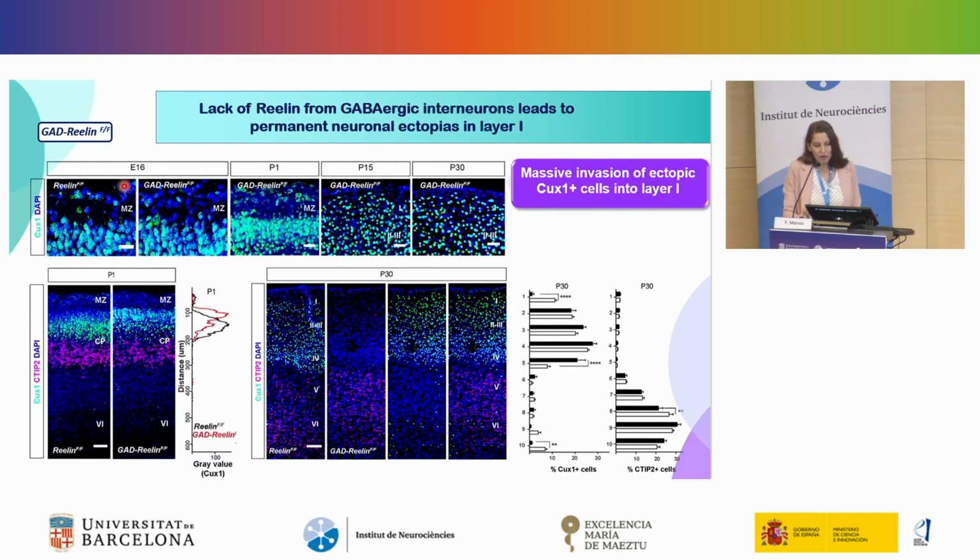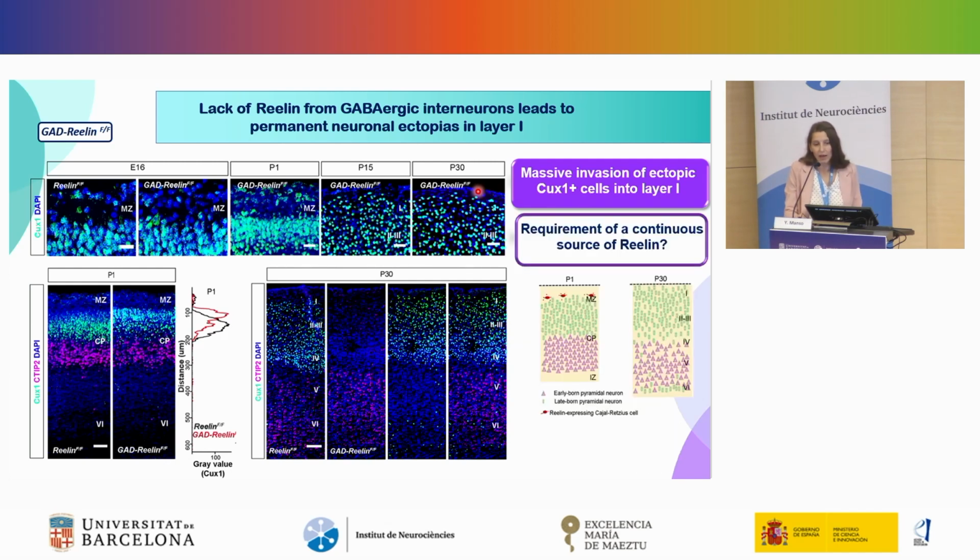The lack of Reelin from GABAergic interneurons led to a progressive but massive invasion of COUP-TF1 positive cells into the upper layers of the cortex. And this phenotype of invasion persisted over time, again suggesting that perhaps we need a source of Reelin permanently around this region to prevent its invasion.